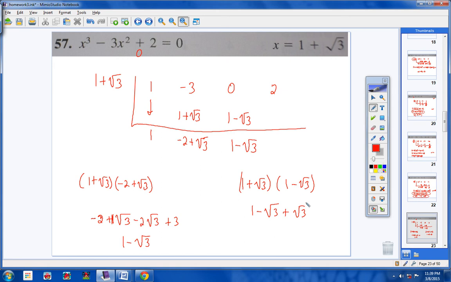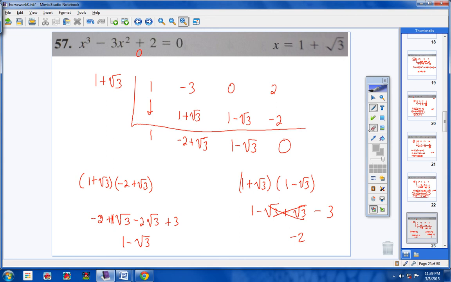Positive times the negative is negative. Square root of 3 times square root of 3 is 3. Negative square root of 3. Positive square root of 3 cancels out. 1 minus 3 is negative 2. So this times this is this. So we're going to put a negative 2 here. Combine and you'll get a 0.